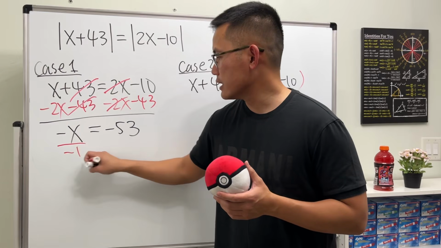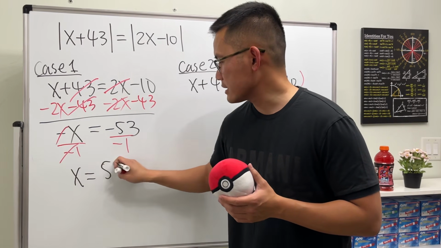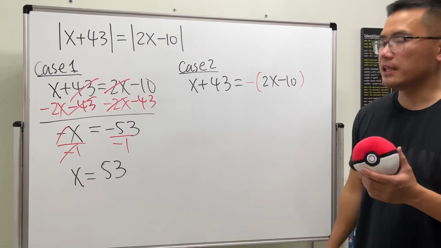So we'll just divide both sides by negative 1. So they cancel. x equals positive 53. So that would be the first answer.